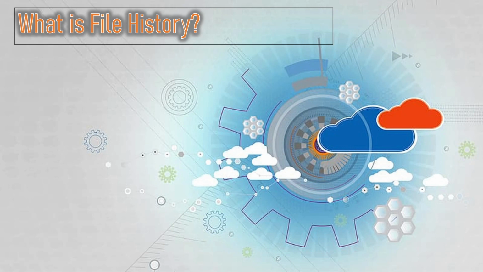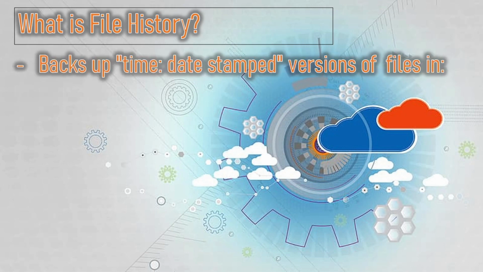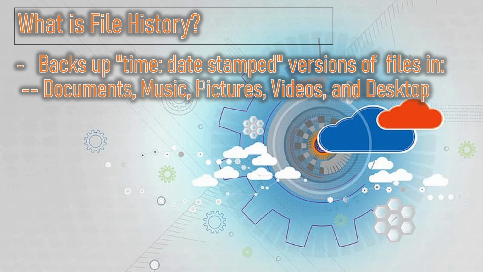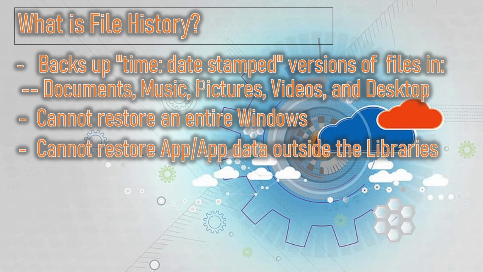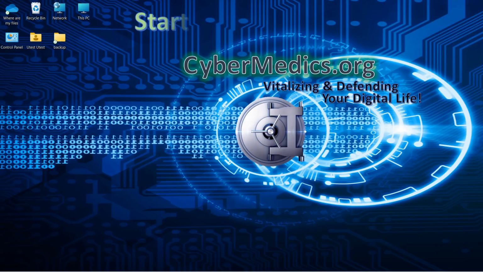First thing we'll do is talk about what File History is. It backs up time and date stamped versions of files in the following libraries. What it cannot do is restore an entire installation of Windows, and it cannot recover apps or app data that is not stored in one of the libraries listed above. If you need more information on how to protect data on your computer, to prepare for disaster and recovery, click on the link listed above.